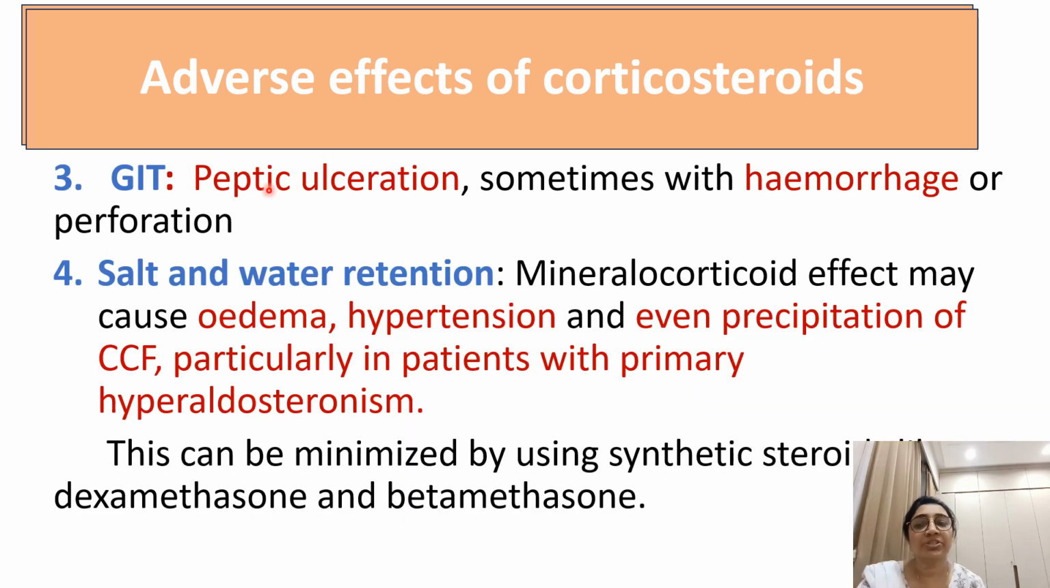Peptic ulcer formation in the gastrointestinal tract. Sometimes it becomes hemorrhagic due to decreased local immune response against H. pylori infection, and inhibition of prostaglandin as well as pepsin secretion, which aggravates peptic ulcer. Salt and water retention: mineralocorticoid effect may cause edema and hypertension and even precipitate congestive heart failure, particularly in patients with primary hyperaldosteronism. They can be minimized by synthetic steroids like dexamethasone and betamethasone.